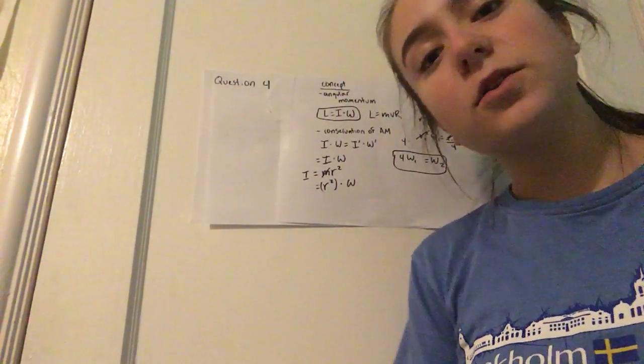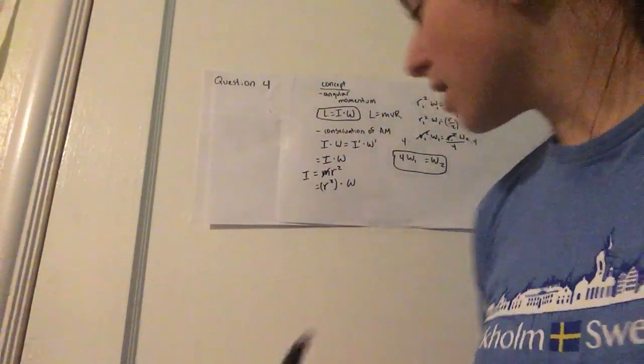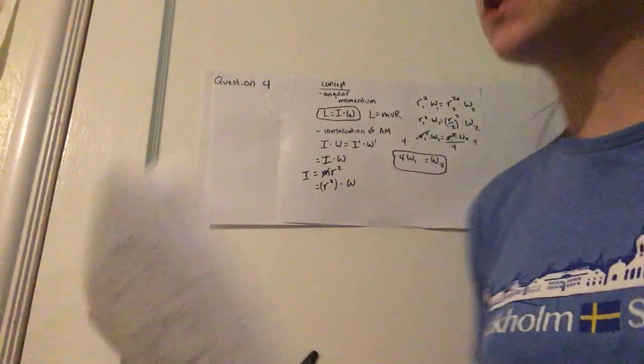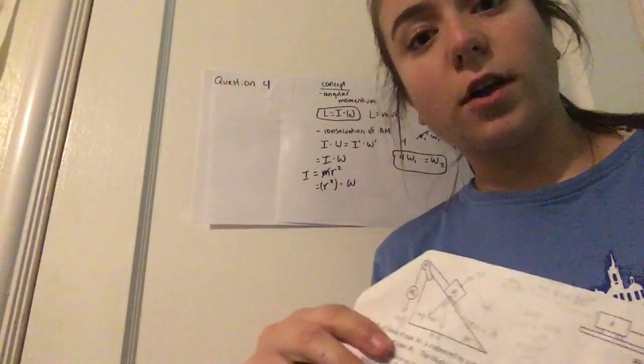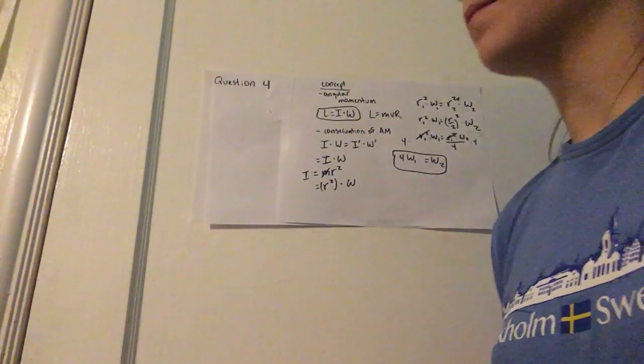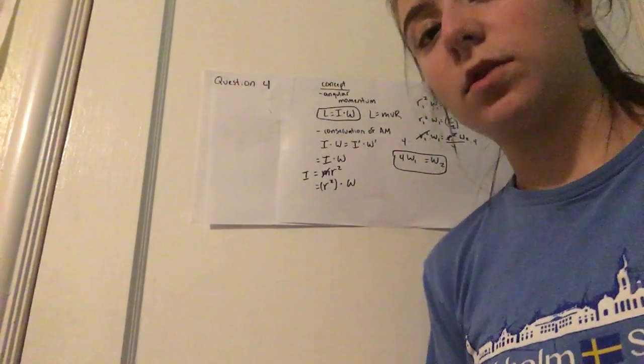So in conclusion, the answer to this question is E. The final angular velocity is 4 times the initial angular velocity. And we were able to solve this by using the concept of conservation of angular momentum and angular momentum in general.